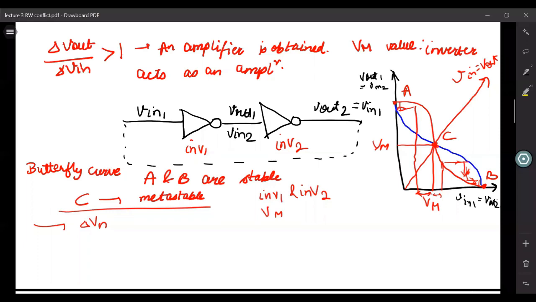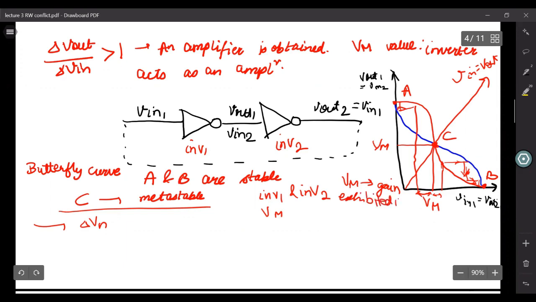And why exactly is C a metastable state? Just because close to your VM, the gain that the inverters exhibit is very high. That leads to this regenerative effect, which sends the system to these stable states.